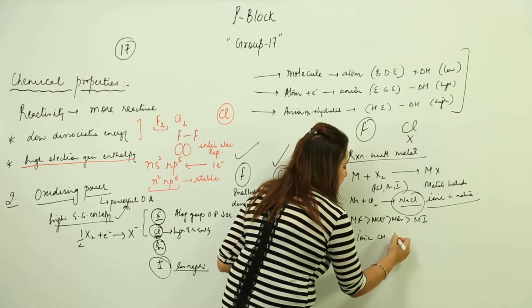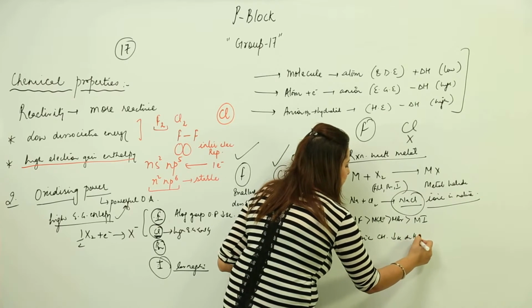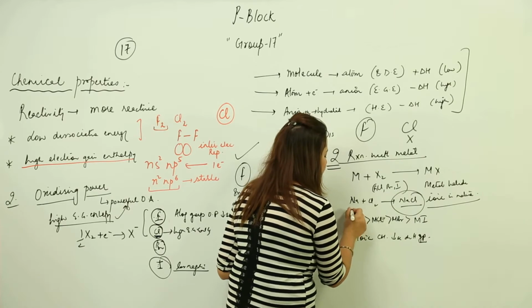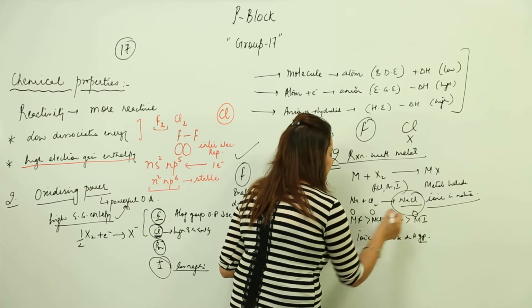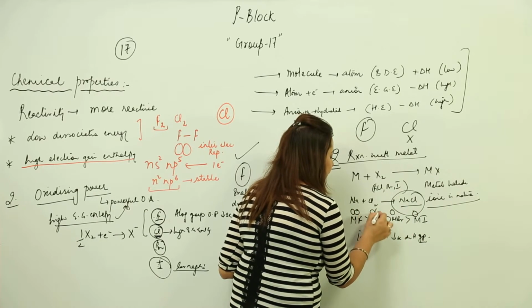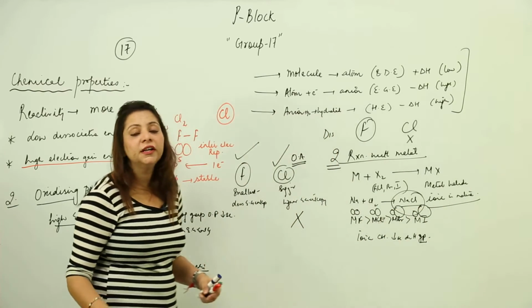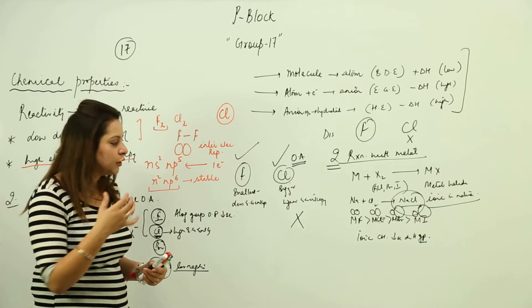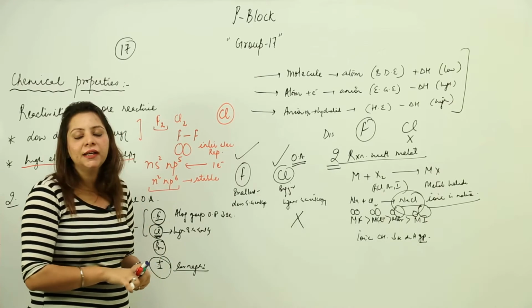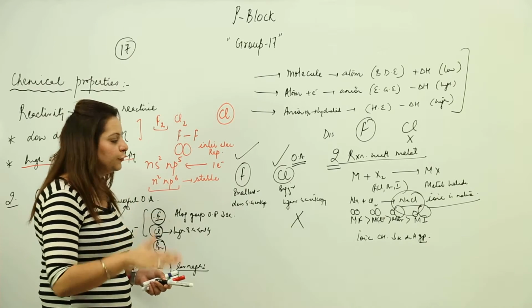Ionic character decreases down the group, because the metal remains of the same size, but fluorine is smaller, while chlorine, bromine and iodine are quite big. So there will be a polarization effect also, due to which the ionic character will decrease as we move down the group.